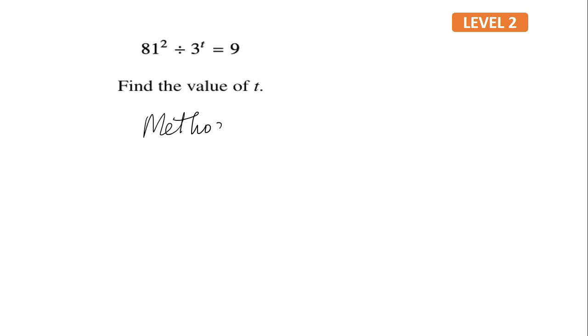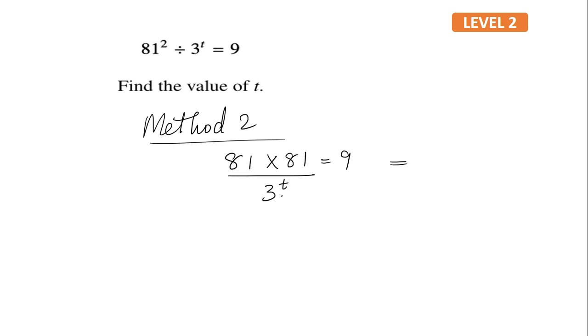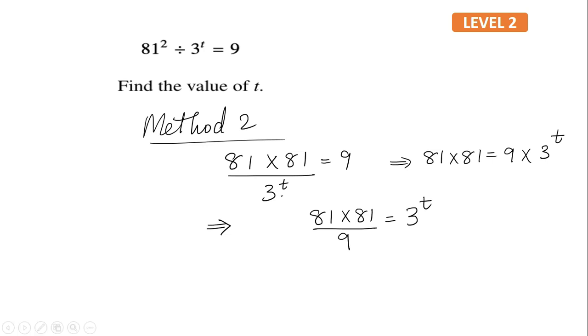In method 2, I will do it as 81 times 81, which is 81 squared, divided by 3 to the power t is 9. So I'll just cross multiply by bringing this term there. So this is how it's going to look. 81 times 81 is 9 times 3 to the power t, which is equal to 81 times 81 over 9 is equal to 3 to the power t. Bringing this 9 to the denominator on the other side.